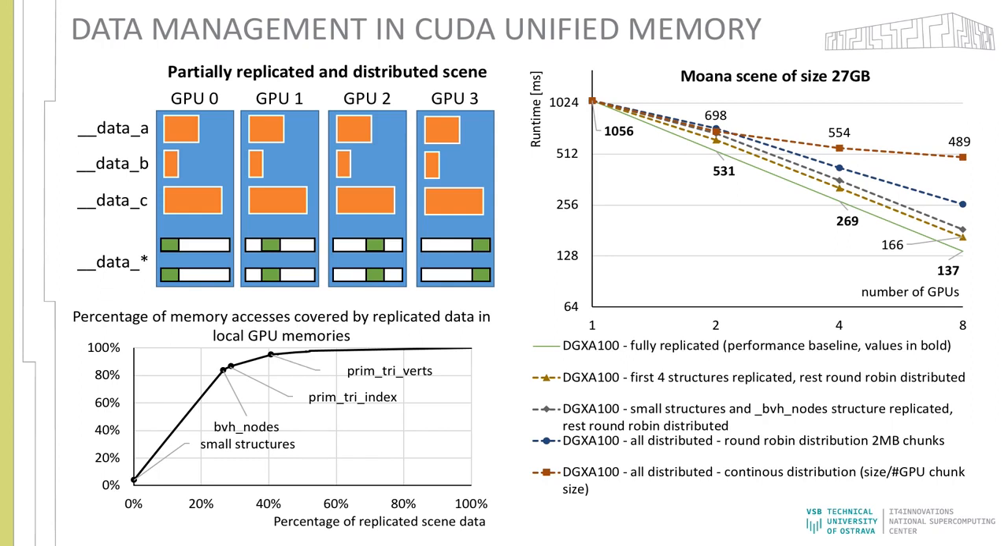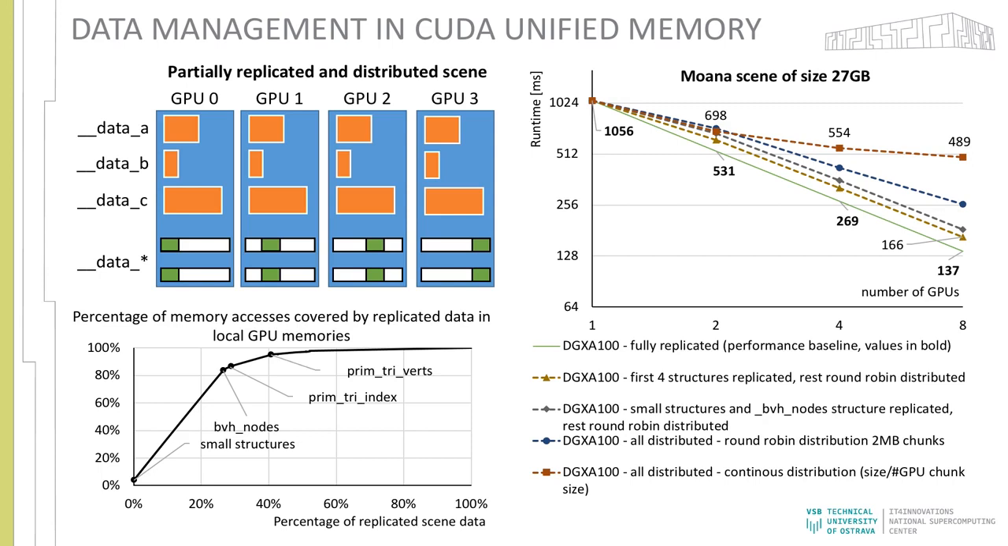We have analyzed which data structures in Blender Cycles have the highest number of memory accesses, as shown in this chart. We can see that these data structures cover over 95% of all memory accesses and at the same time correspond to only 40% of the total scene size.